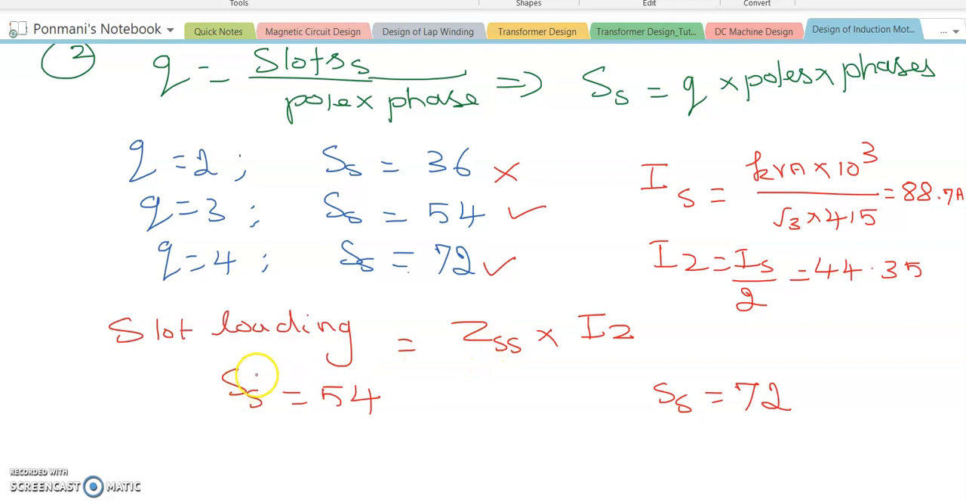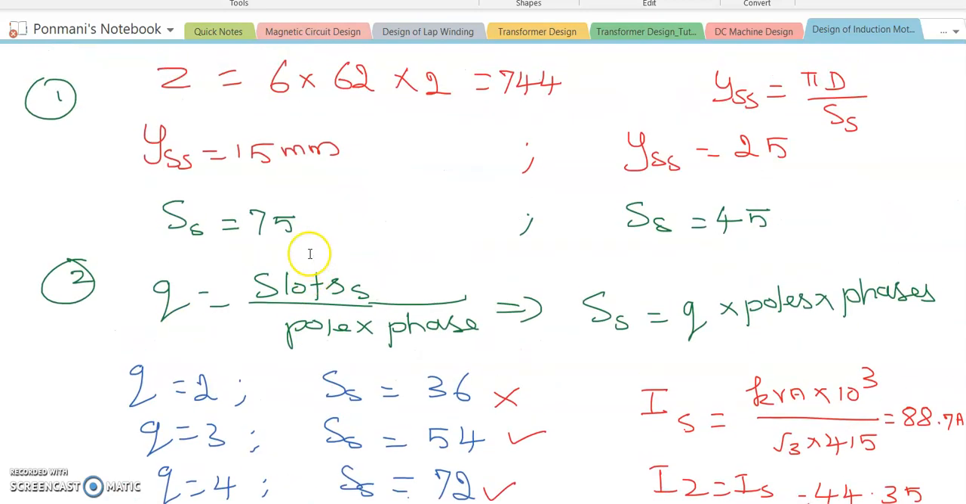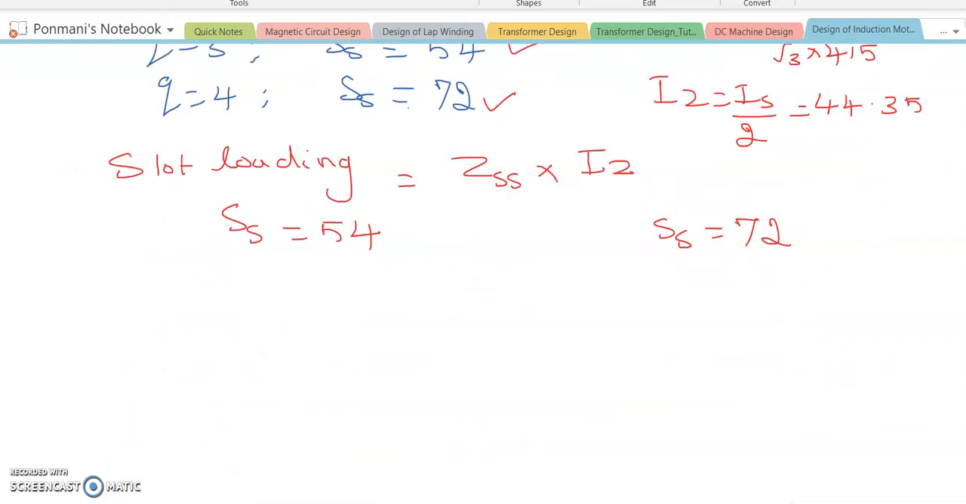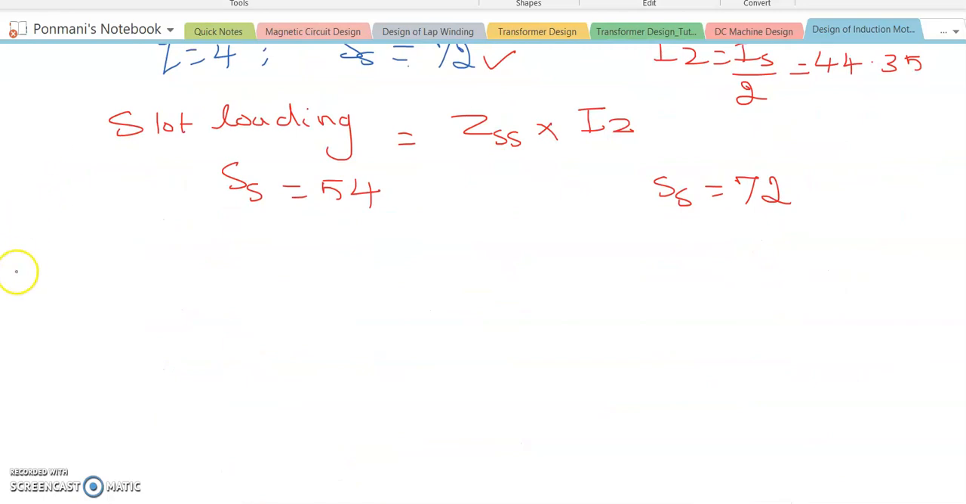So conductors already we have calculated. Total number of conductors in this problem we have calculated is 744. Okay, Z is 744. So conductors per slot ZS is 744 divided by 54, or ZS is equal to 744 divided by 72. Okay, so these two values are the ZSS. So IZ already we have calculated as 44 amperes.